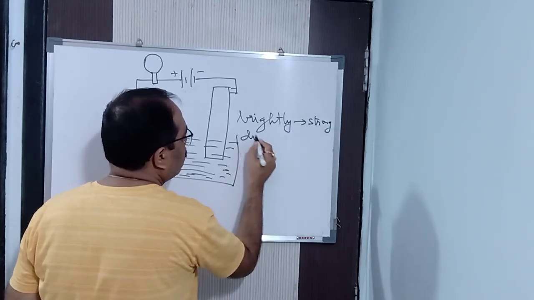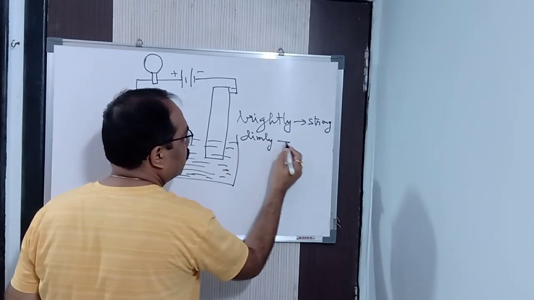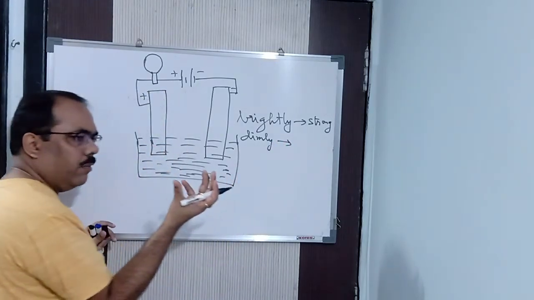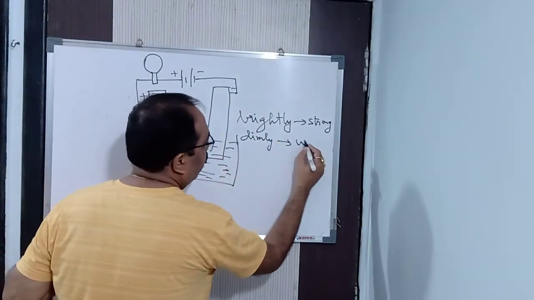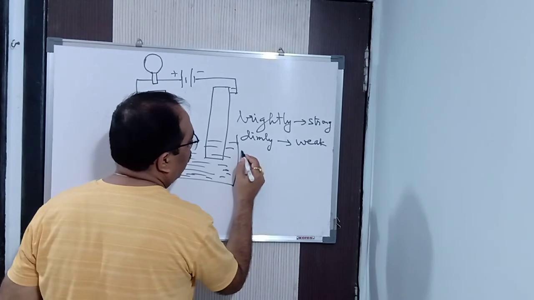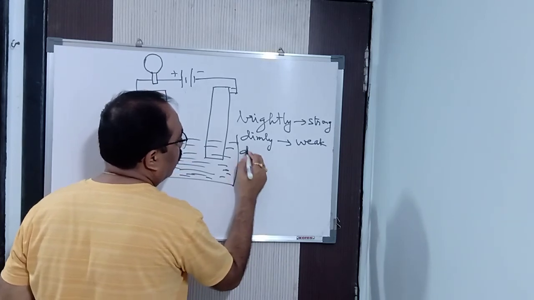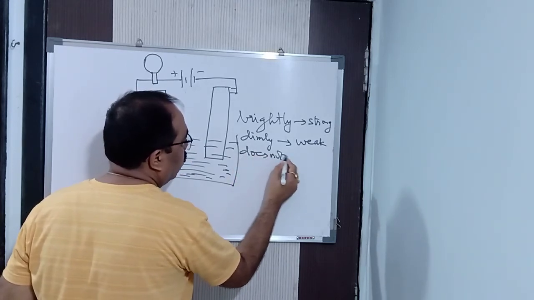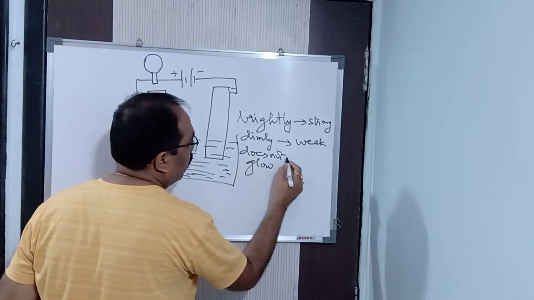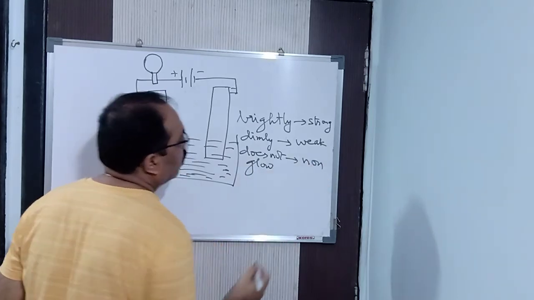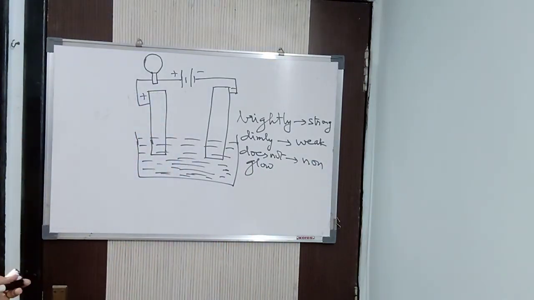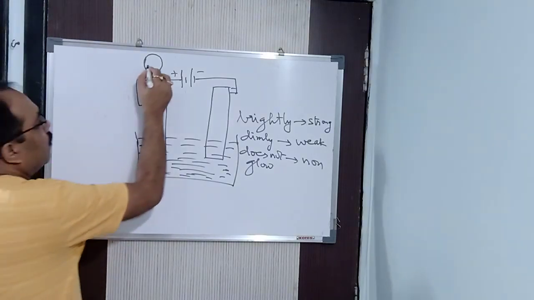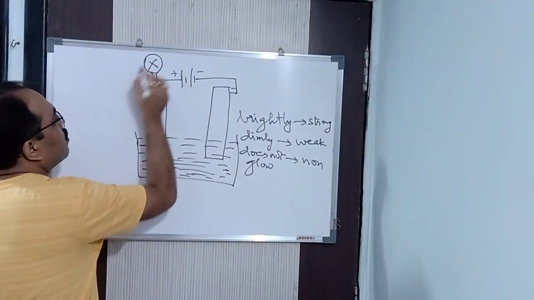If the bulb glows dimly, you know, a little bit it glows, then it's a weak electrolyte. And if the bulb does not glow at all, it is a non-electrolyte. We can say that. So in this way we find it out. See, this is a bulb.